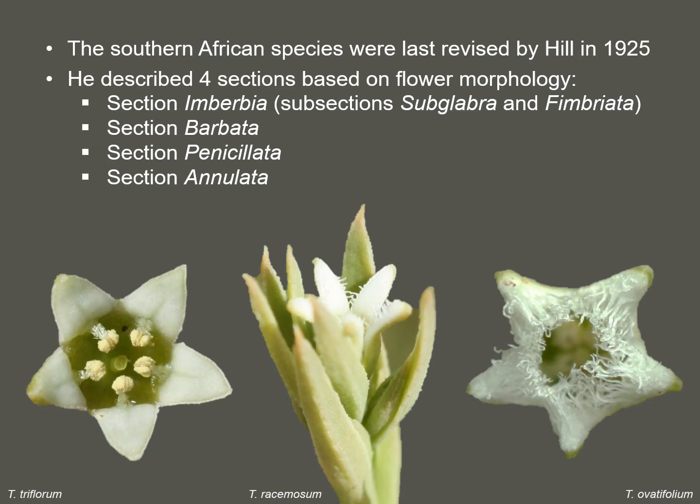So for the purpose of this course, we'll just be focusing on Dr. Hill's revision. So he divided the almost 128 species that were known at the time into 4 sections based on the flower morphology. So species of section Imberbia have these smooth or glabrous flower lobes. Sometimes they can be slightly papillate. And then sections Barbata, Penisolata, and Annulata have these bearded flower lobes, and we say that they are bearded because these long hairs resemble a beard.